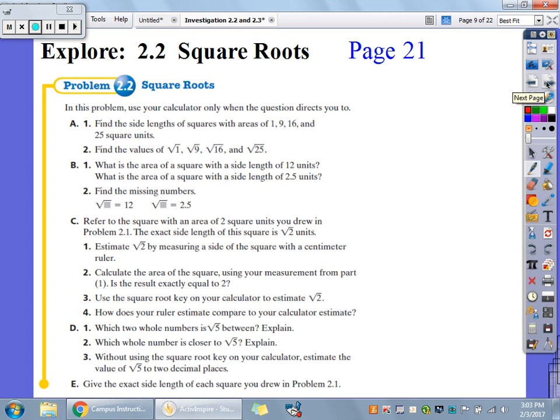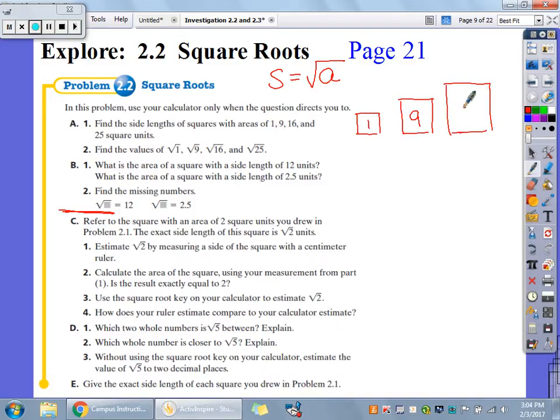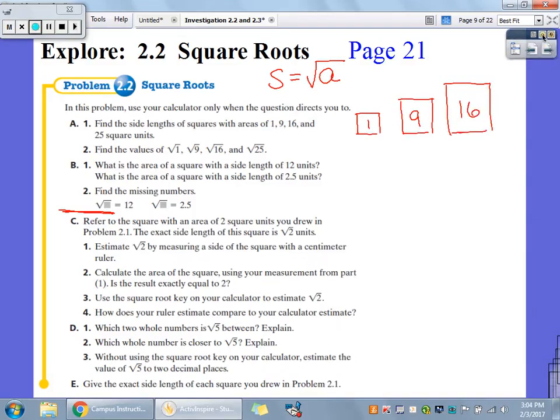Okay, we're just going to look at these two really quick. Again, if you think about it, the side length is the square root of the area. So if you have a square whose area is 1, whose area is 9, whose area is 16, and whose area is 25, you just have to find the side lengths.